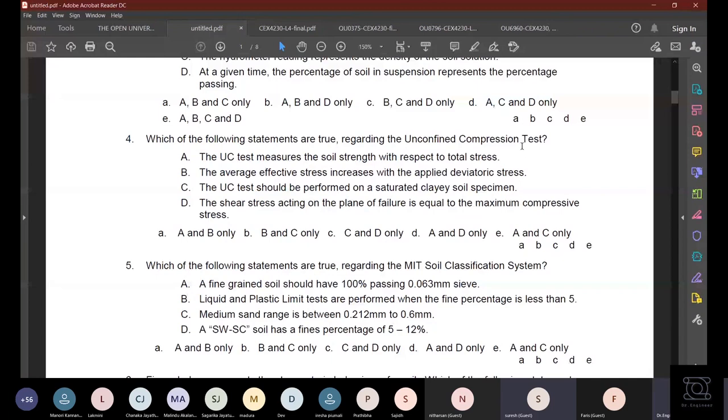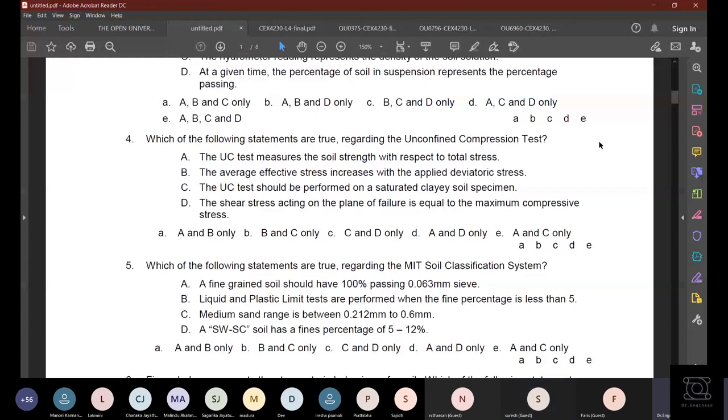So the UC test measures the soil strength with respect to total pressure, right? So that is correct, right? We don't have any means to measure the pore water pressure in a UC test, right? And a UC test is a quick test. We do it quickly, right? Within a few minutes, we complete the test, and we don't have any proper apparatus to measure the pore water pressure within the sample. So this is entirely based on total stress, right?